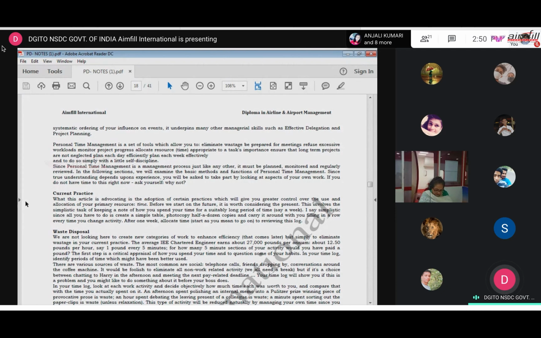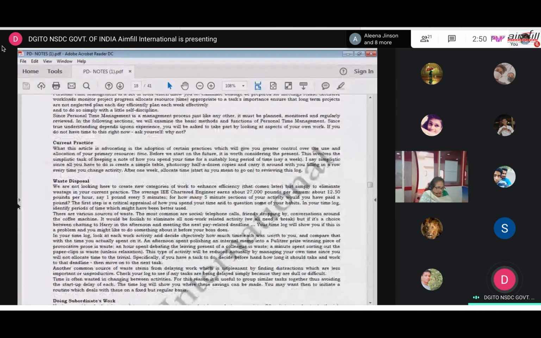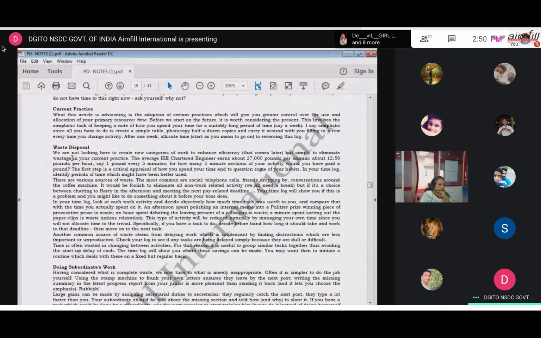Then comes waste disposal. We are not looking here to create new categories of work to enhance efficiency. That comes later. But simply eliminate wastage in your current practice. So right now you're not talking about efficiency, to become efficient. Right now, suppose you're going to work, just see where you're wasting your time. Remove that part of it. Efficiency will come by itself. You'll be very efficient if you don't waste time. If you're going to while away time, then you're not going to be efficient at all.